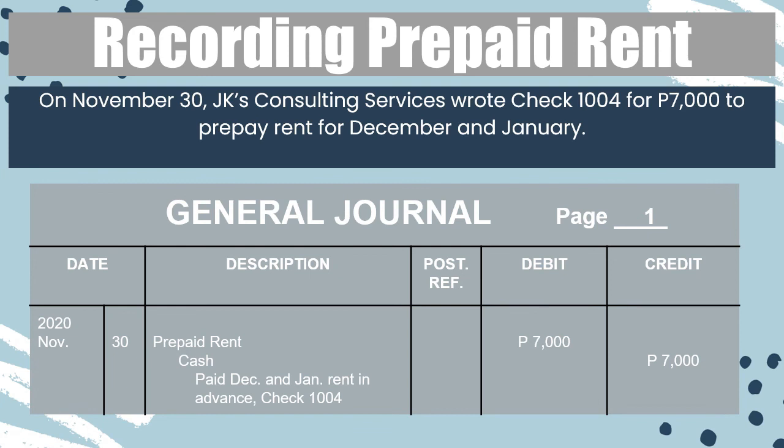Why? Kasi meron tayong prepaid rent, na yun yung ating debit, under ng debit side, which is amounting to 7,000, and ang nag-decrease sa ating asset ay ang cash, which is amounting to 7,000 under ng credit side kasi naglabas tayo ng cash para mabayaran yung rent, yung prepaid rent na meron tayo. So, ano ang simple explanation dito? Paid December and January rent in advance. So, nag-issue tayo ng cheque na 1004 para mabayaran ang rent for December and January.